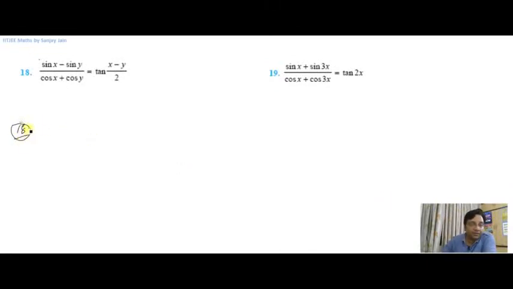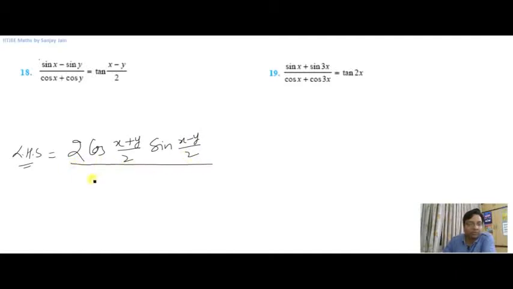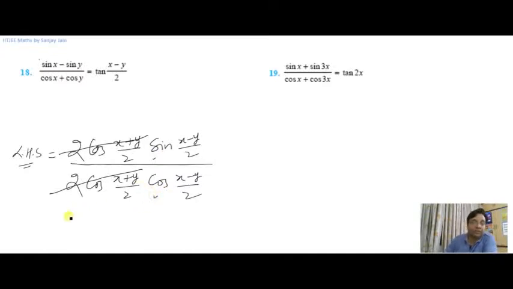Eighteenth question, the numerator is sin C minus sin D, right? So let me write the left hand side. Sin C minus sin D, okay? So 2 cos C plus D by 2 sin C minus D by 2. Let us look at the denominator now. Denominator is cos C plus cos D. So 2 cos C plus D by 2 cos C minus D by 2. So this entire portion will be cancelled. This is sin x minus y by 2. This is cos x minus y by 2. So the resultant will be tan x minus y by 2, which is my right hand side.